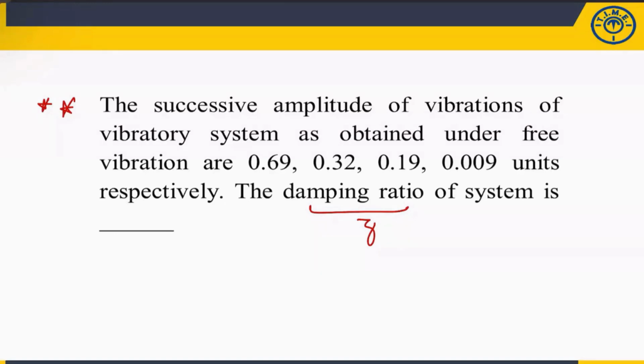One more minute I'm giving you. Can you please tell me what the damping ratio is? You know the x naught and x1 values, take the logarithmic value, you will get the delta. And delta is equal to 2 pi zeta by square root of 1 minus zeta square. From there, you can calculate the zeta that you have to find.